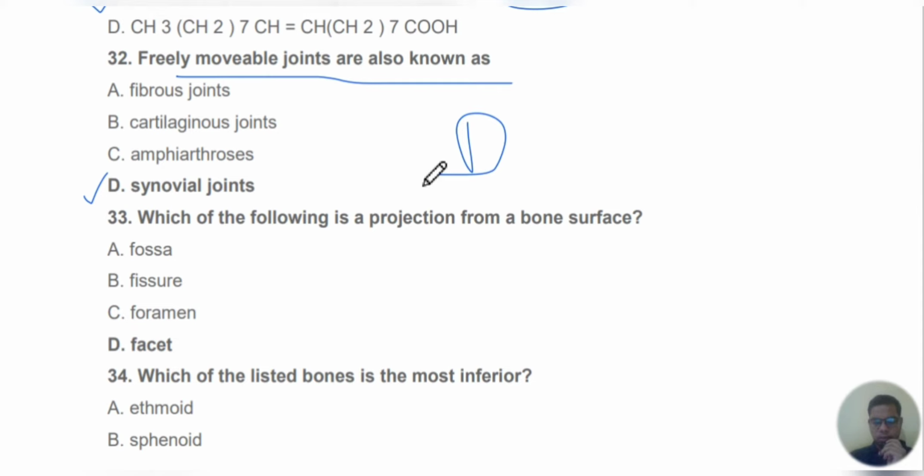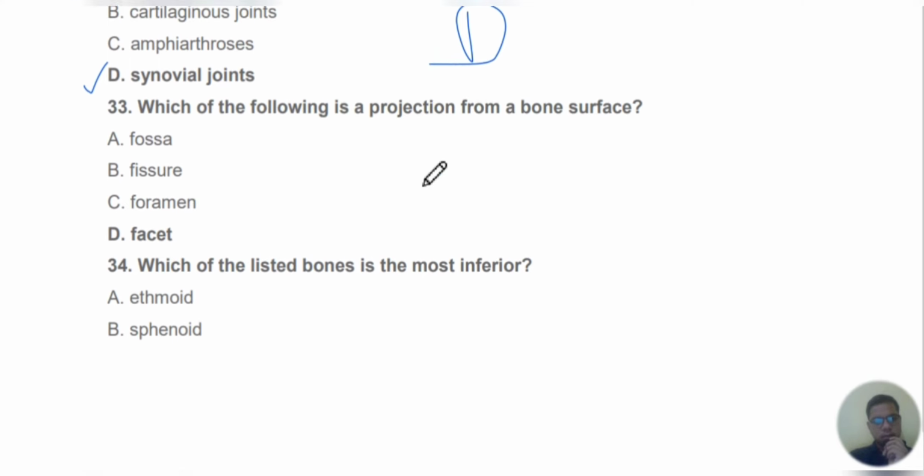Freely movable joint जो होता है उसको क्या से जानते हैं? Synovial joint से. Synovial joint उसमें जो fluid होते हैं वो जब तक हैं तब तक freely movable होते रहते हैं.